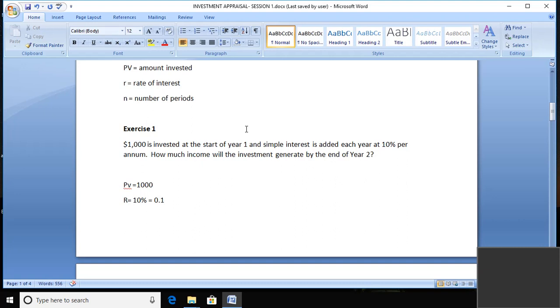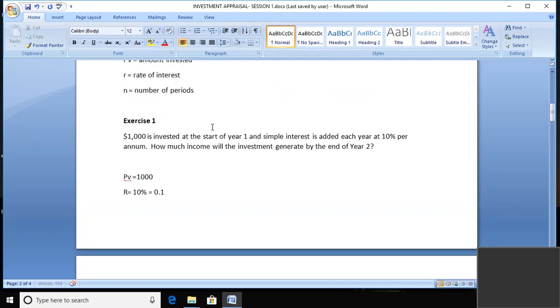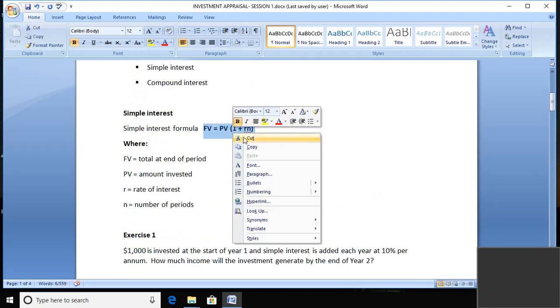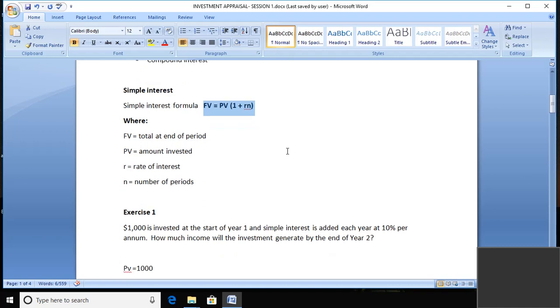What else are we given? We are given the size of N. What is N? It is the number of periods. So in this case, the number of periods N is 2 years. So how do we calculate the total sum? You go back to the formula, just check the formula again. The formula is future value, the total sum, equals the present value multiplied by 1 plus Rn.